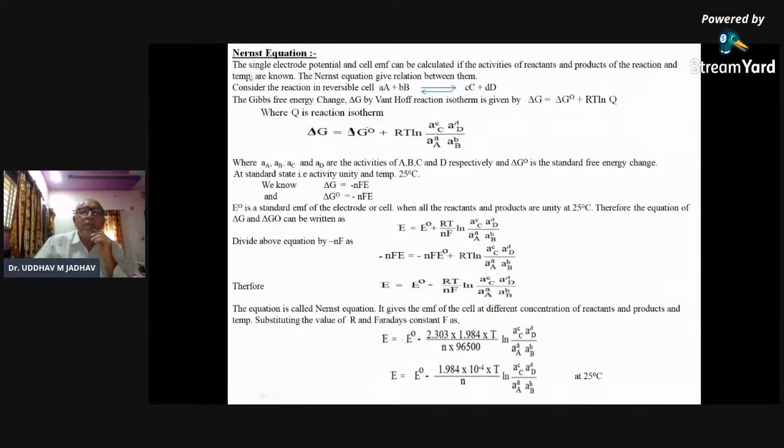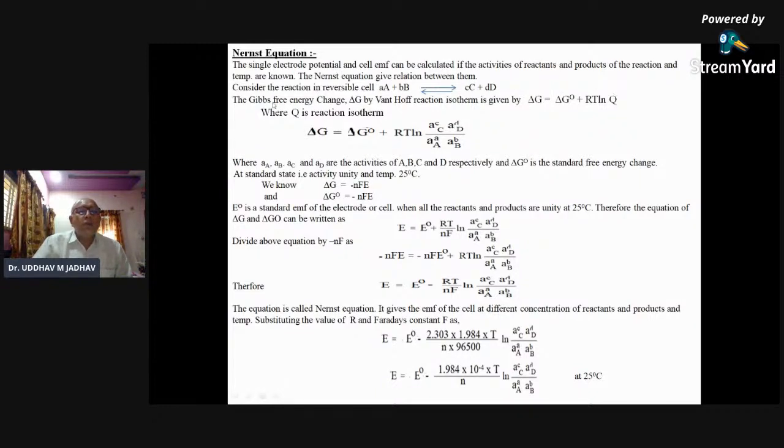Simply we can repeat it. Then we know that if EMF is there, if the equation is given, if the activities are given, a cell is given. For that we can write the electrode reaction. Then here we can write the electrode reaction of the reduction electrode and oxidation electrode, and by knowing the total cell reaction, we have the activities of reactant and product, and we get the knowledge of the number of electrons.